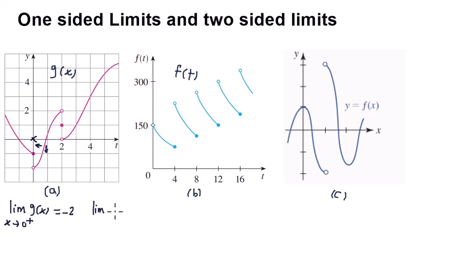Or when we get closer and closer to 0 from the left, we get closer and closer to -1 from above. Notice that the value of g of x at 0 is -1, because we have a solid circle here.